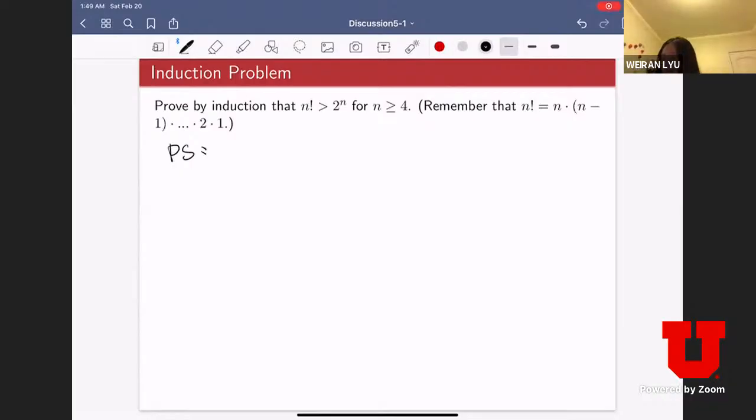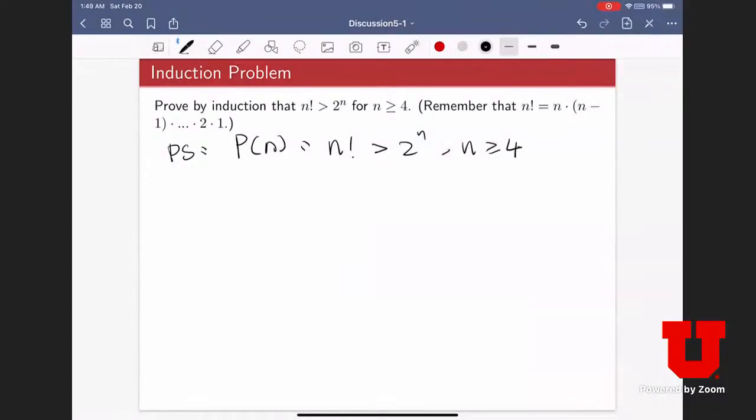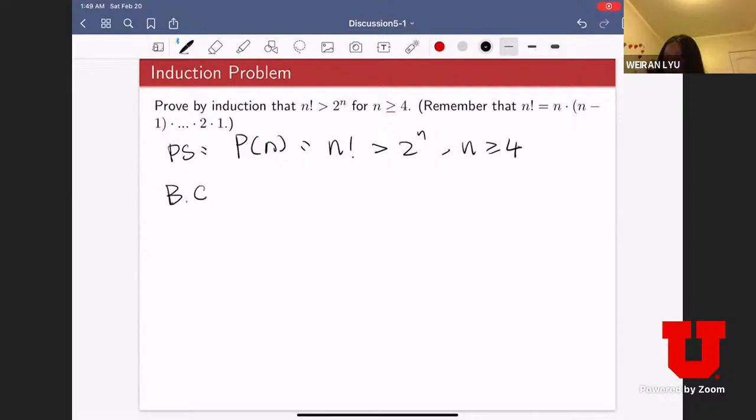All right, so let's start with the problem statement. Let P(n) be n factorial is greater than 2 to the n, for n greater than or equal to 4. And what's the base case you want to start with? Four. Yeah, 4, since we have n greater than or equal to 4.